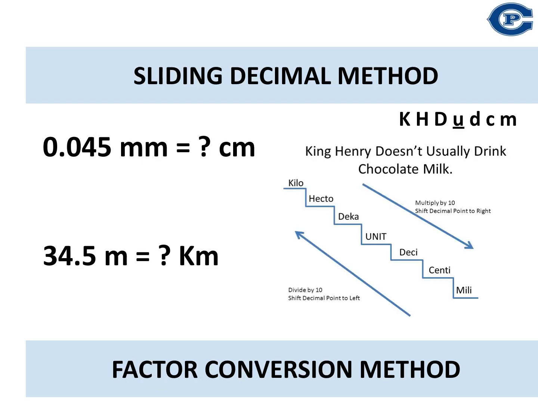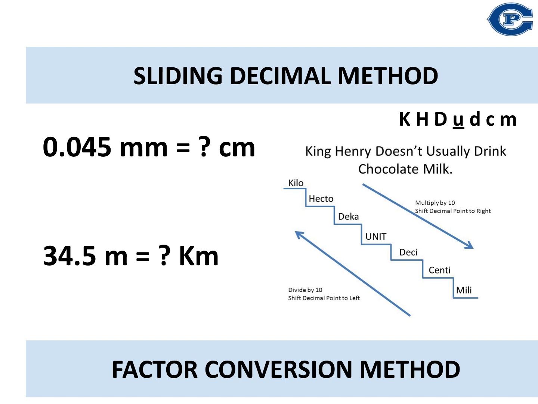Looking specifically at the sliding decimal method, we utilize King Henry doesn't usually drink chocolate milk. The U or usually represents our unit. So if I'm working in meters, liters, grams, that is where the base will go. And the K represents kilo, the H represents hecto, the D represents deca, the lowercase d represents deci, C represents centi, and M represents milli.